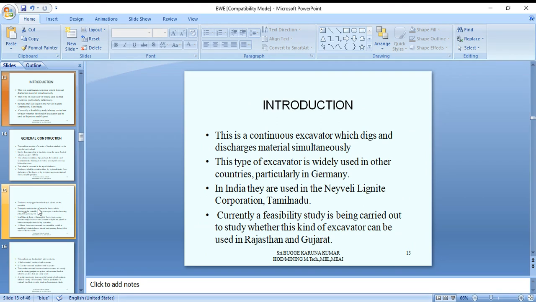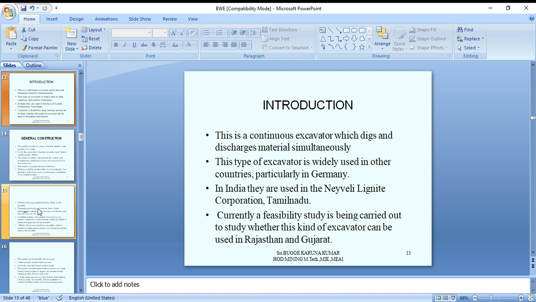So now I am going to introduce the bucket wheel excavator. This is a continuous excavator which digs and discharges material simultaneously. This type of excavator is widely used in other countries, particularly in Germany. In India, they are used in Neyveli Lignite Corporation, Tamil Nadu.